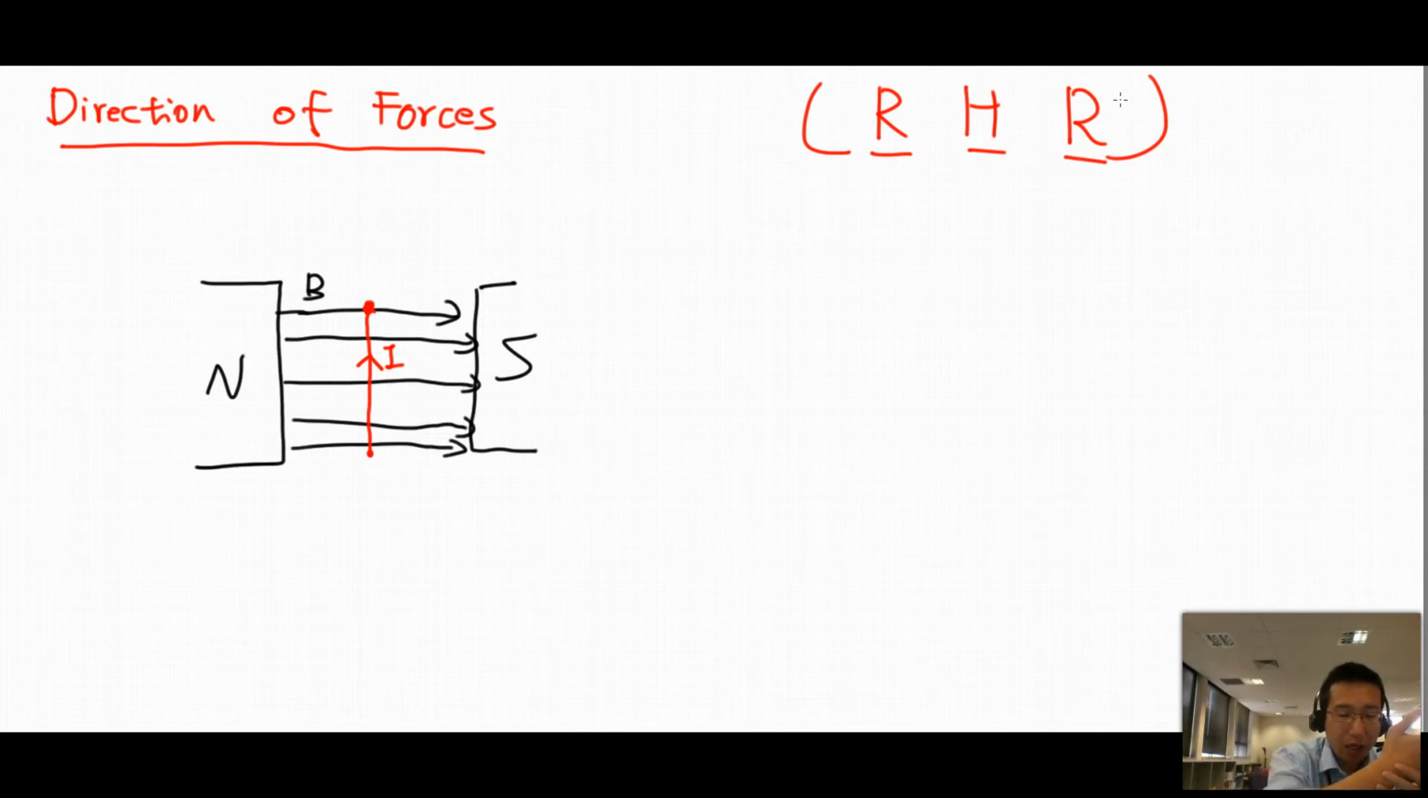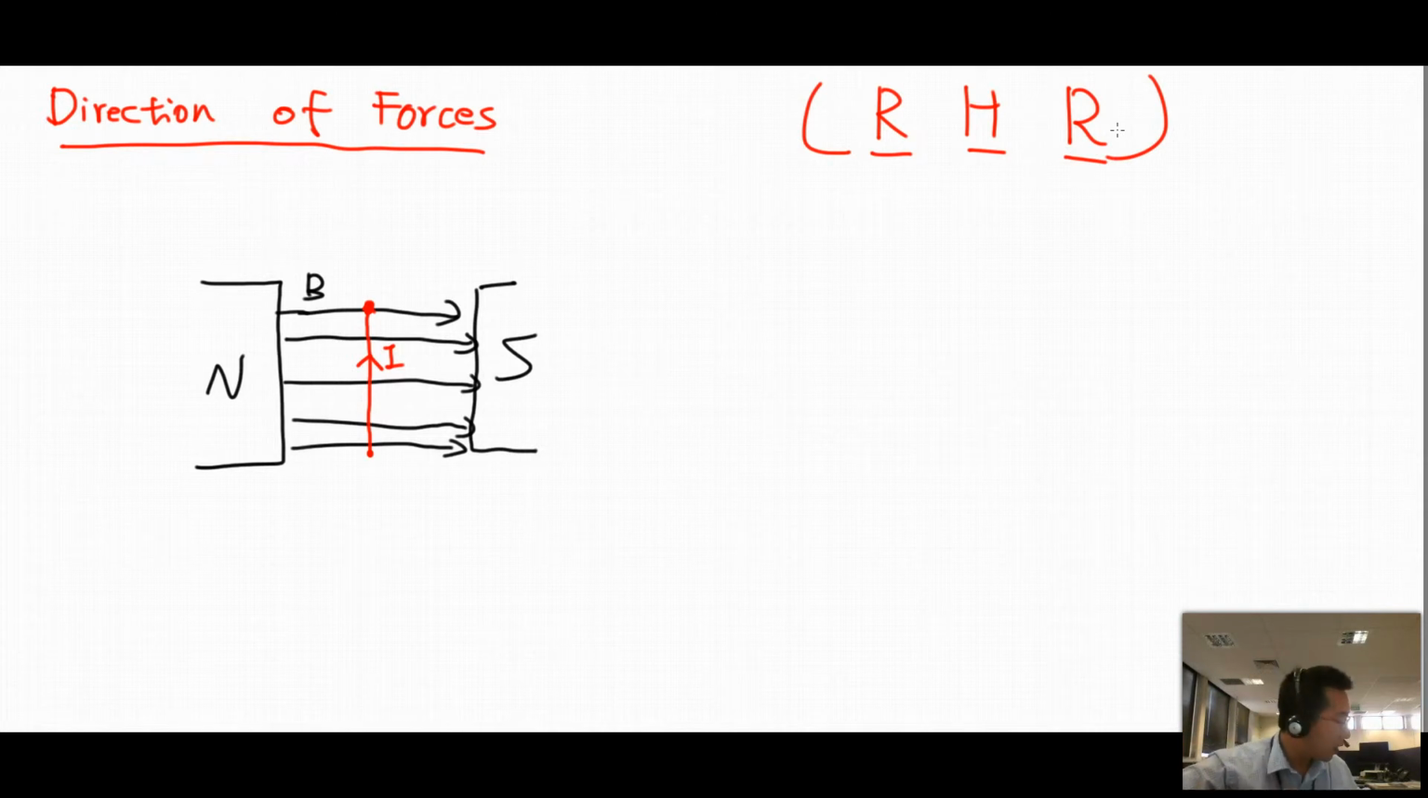Now raise up your right hand. The direction of your thumb is always the current. Thumb is the current, and the direction of your fingers is going to be the direction of the magnetic field. However, the direction of your palm is going to be the direction of the forces. Three basic rules: thumb, current; your fingers are the magnetic field; your palm is the force, push or pull.